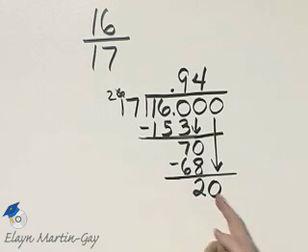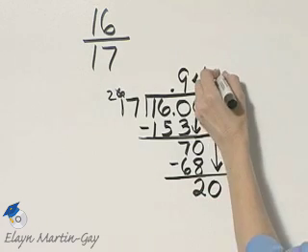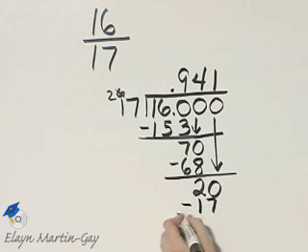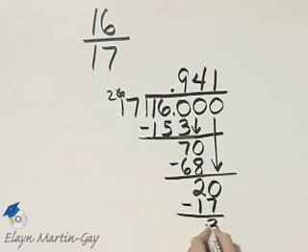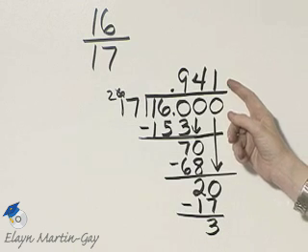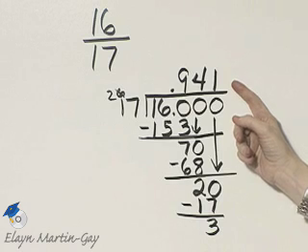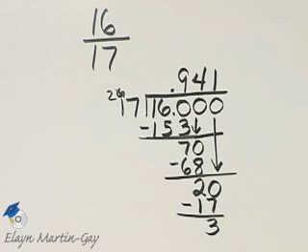How many times does 17 divide into 20? That would be 1 time. 1 times 17 is 17. Subtract. And we have a remainder of 3. I don't believe this is going to go evenly, at least through the next place value. So let's carry this one more place value, and then I'll round to the nearest thousandth.